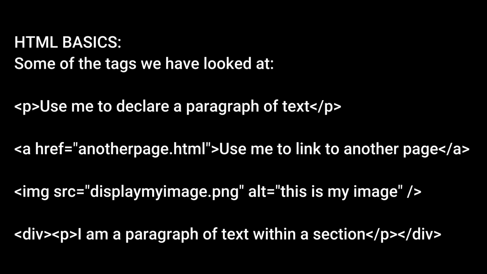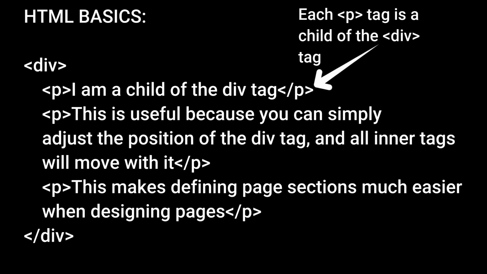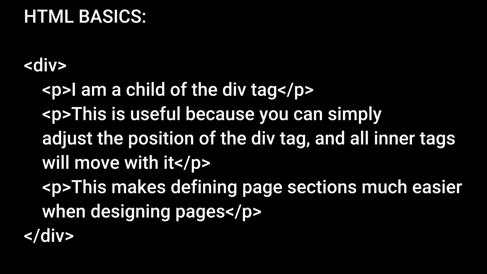Some of the tags that we have introduced are the P tag that allows us to define a paragraph of text, the A tag that allows us to link between HTML pages, the image tag that allows us to show images on our page, and the div tag that allows us to separate our page into sections. This is beneficial for page layout. Within a div tag, as in between the start and the end tag, we can add all of the child tags for that section. Any tag nested within our tag becomes the child of that tag.